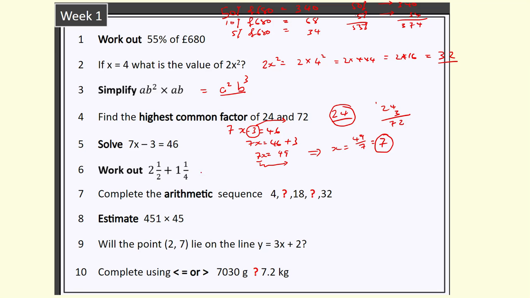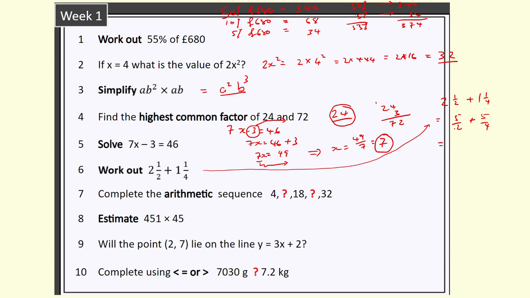This one here, I don't really have much room, so I'm going to do this one over here. I've got 2 1/2 plus 1 1/4. So I've got mixed numbers. In order to work this through, I'm going to change them into improper fractions. So 2 times 2 is 4 plus 1, so 5 over 2. Plus 1 times 4 is 4 plus 1, so 5 over 4.